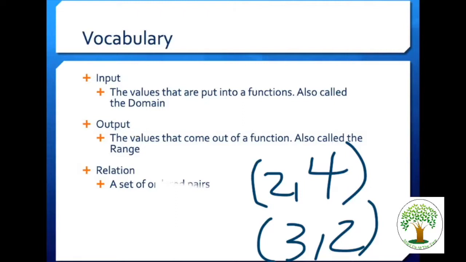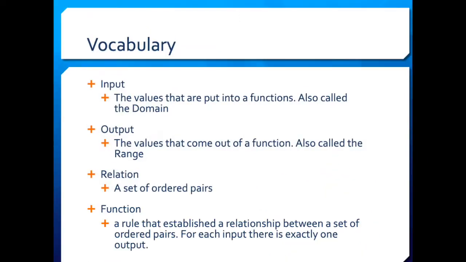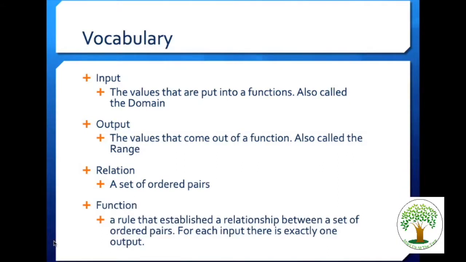Last one. This is the one that you really need to pay attention to today. The rest of them are important. The last one is function. A function is a rule that establishes a relationship between a set of ordered pairs. And if you need a highlighter, I would highlight the very last sentence of that. You're going to use it over and over and over. For each input, there is exactly one output.